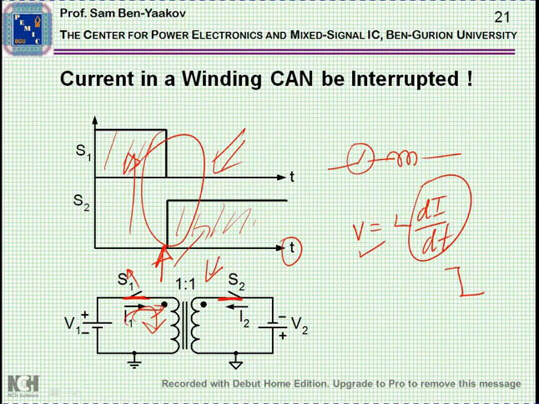Well, the current went into the dot in here, it'll still go into the dot in here, it'll continue here, and there is actually no interruption of the magnetic field. So you can interrupt the current if the magnetic field is supported by another winding, another current.